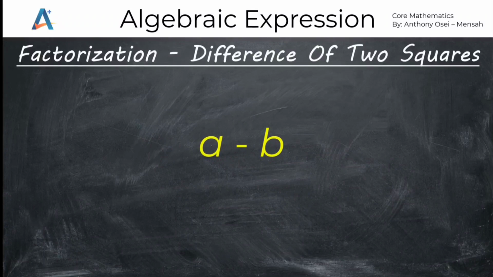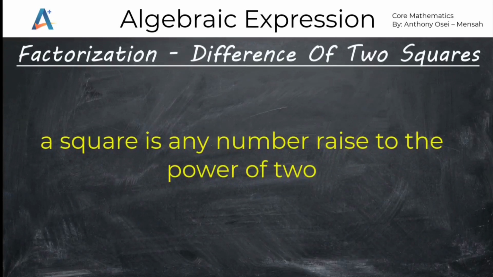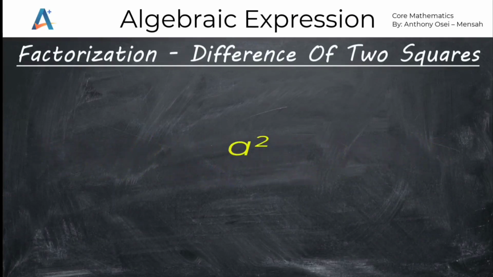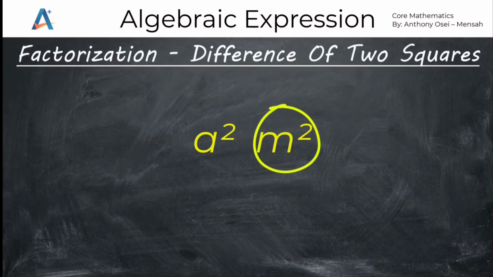Now, let's take the next word, which is a square. A square is any number raised to the power of 2. For example, A power 2 is a square called A squared. So we will consider this entire term in mathematics as a square. Let's take another square like M squared, meaning M raised to the power 2. So this particular term is also a square. There are two different squares over here, A squared and M squared. They are the two squares.